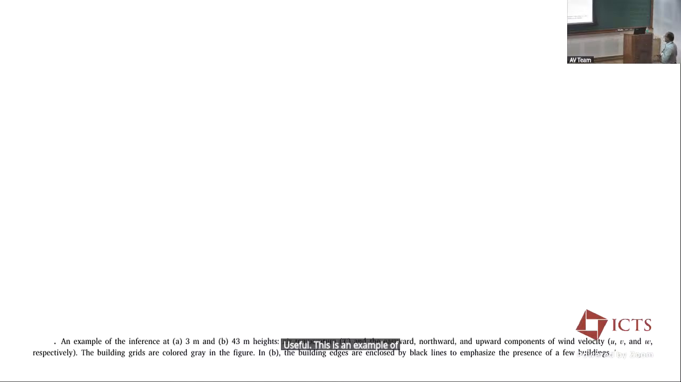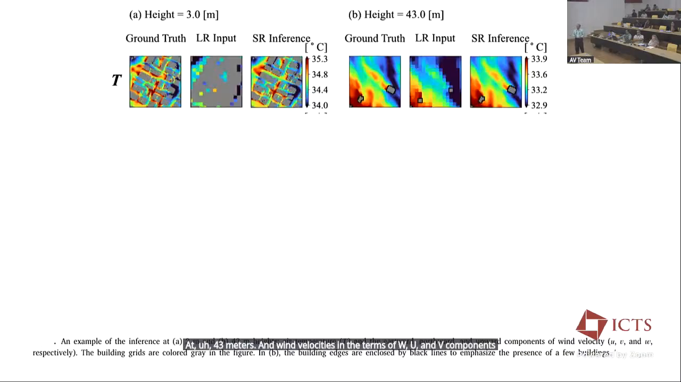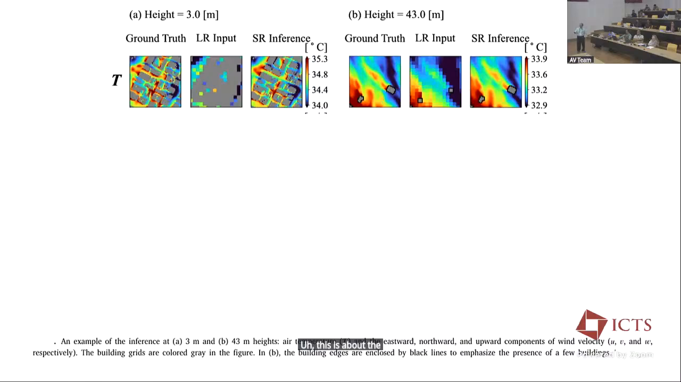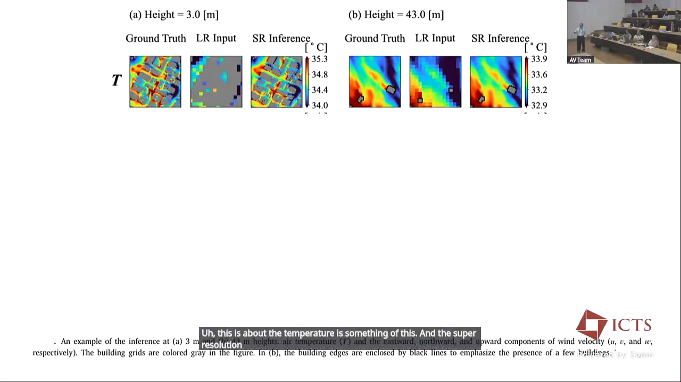This is an example of how super resolution helped the low resolution images related to the air temperature at 3 meters and air temperature at 43 meters and wind velocities in terms of W, U, and V components. So let's look at this. What is that? This is the ground truth. The low resolution image that you get from the satellite imagery, this is about the temperature, is something like this, and the super resolution methods have taken this information and are able to regenerate this information which otherwise the images did not have.